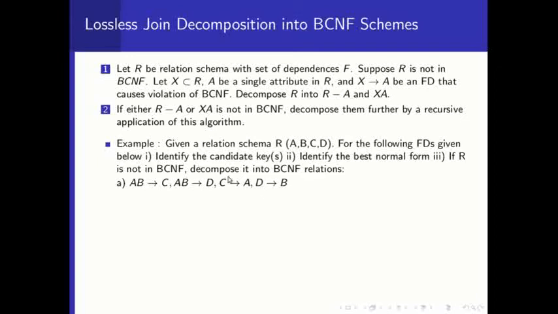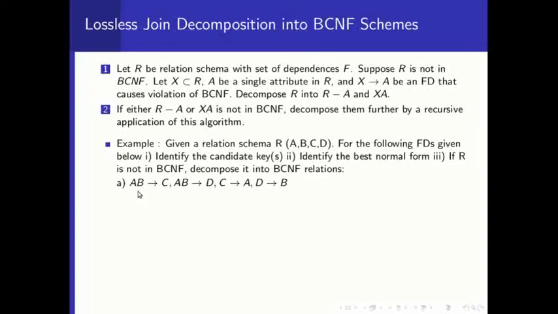That is the meaning. C cannot act alone as a key. D cannot act alone as a key. But the combination CD can be a key, because CD closure will contain A, B, C, D. Therefore, CD together can be a key. Similarly, what about AB? If you take AB closure, A, B as well as C will come, and also D. Therefore, AB is also a possible key. So you got two keys, AB and CD.